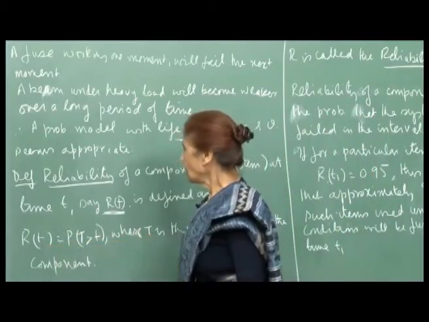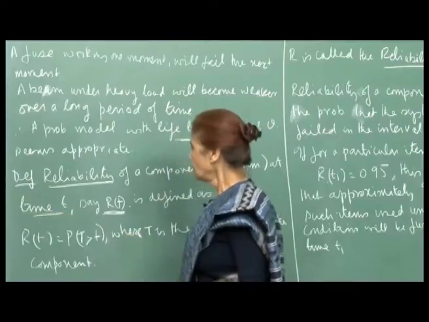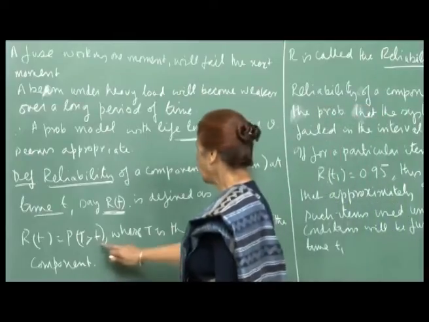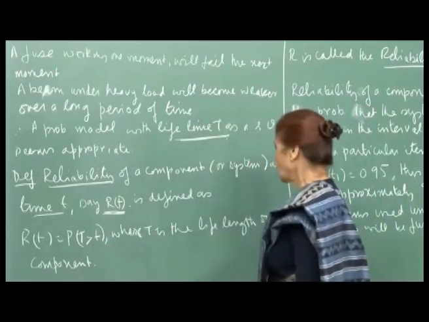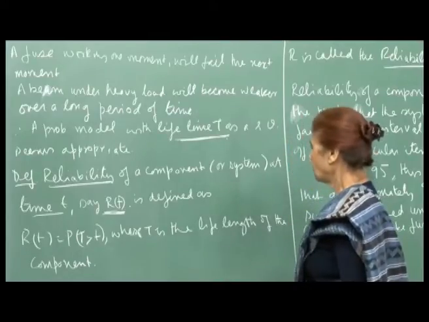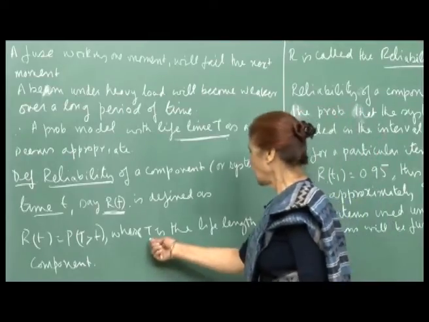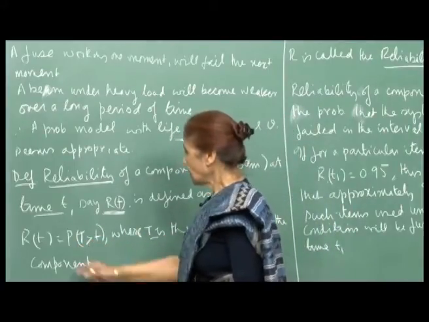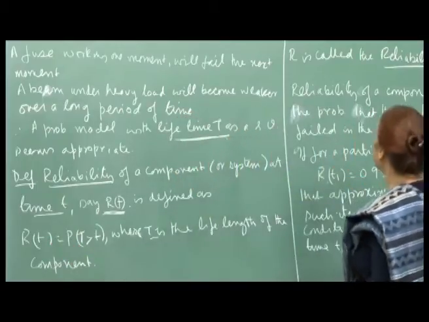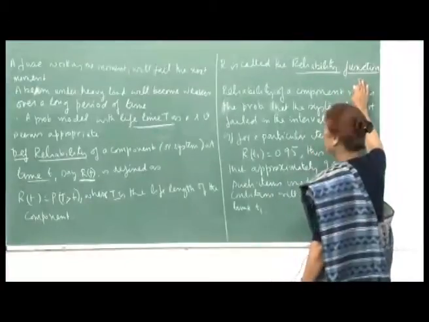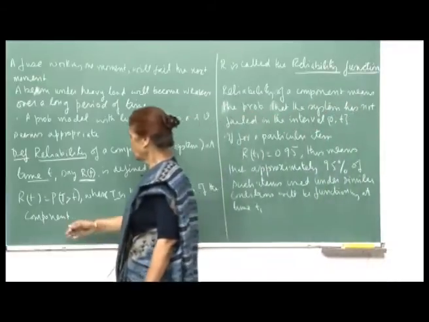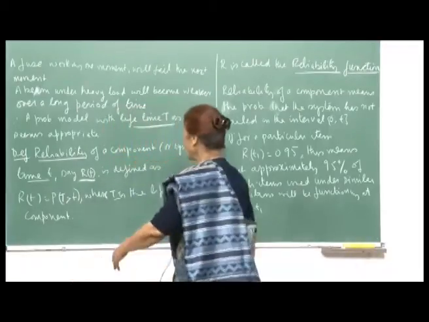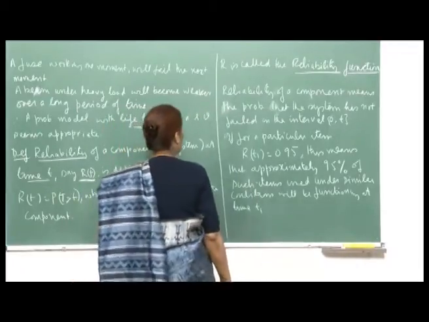So, at time t we want to know the reliability of a system, then this is equal to the probability T greater than t, where T is the life length of the component. Suppose that we are talking about a component, then T is the life length, and we want to know the probability that T will be greater than t, and R(t) is defined as the reliability function. So, for different values of t we can get the value of this function, which will tell us the probability that the system is functioning at that time, right.